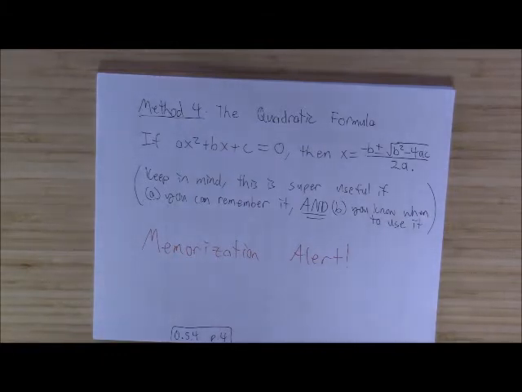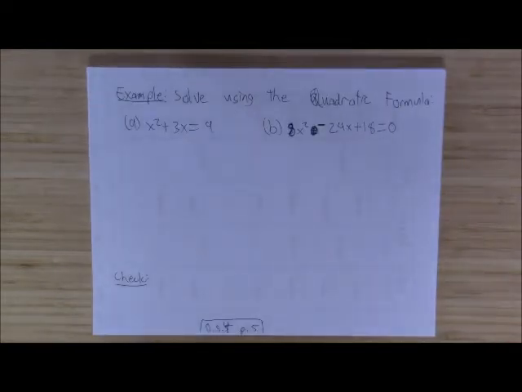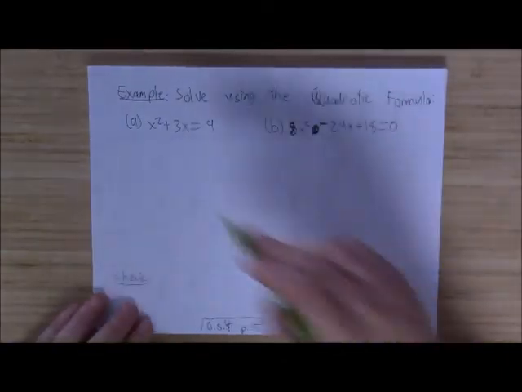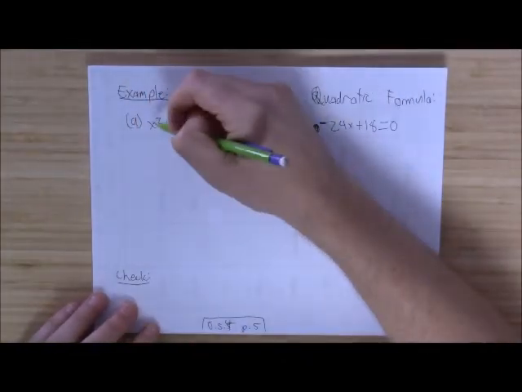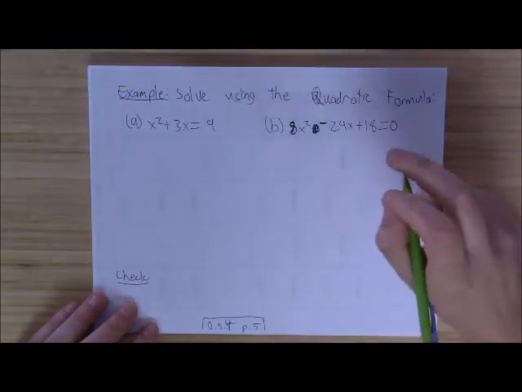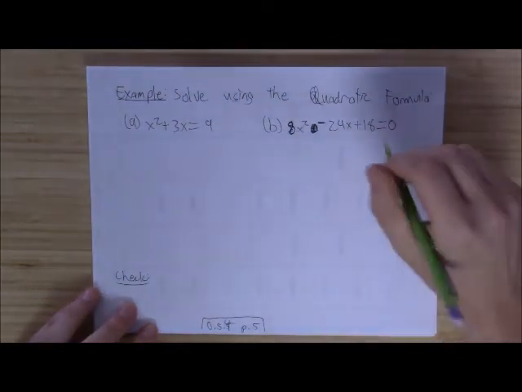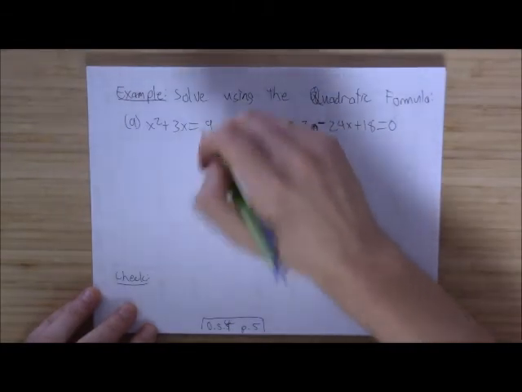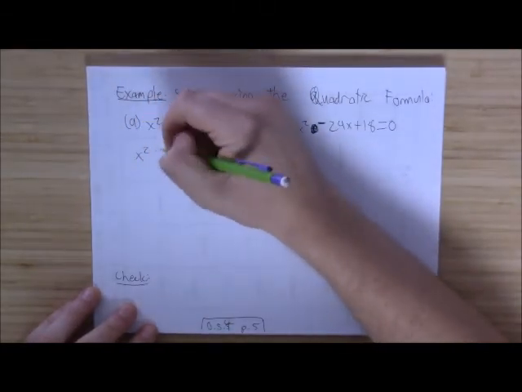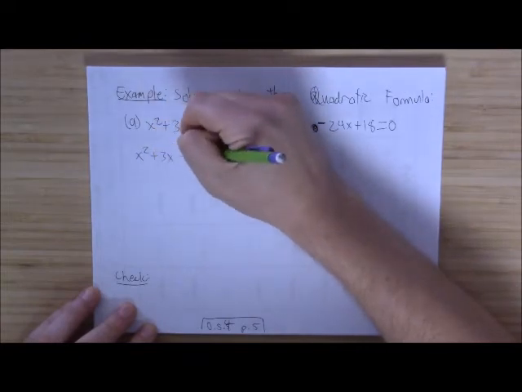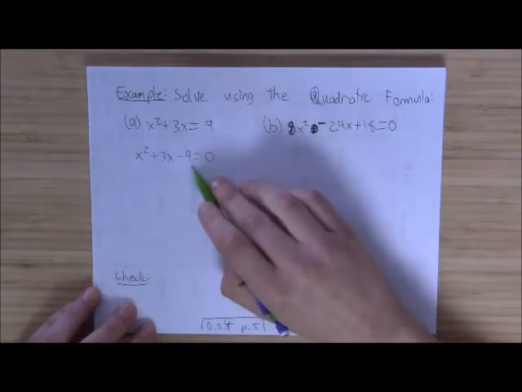So hopefully that'll help you remember it. So now let's use the quadratic formula to solve a couple of these equations. The first thing is we need to put it into the correct form, namely ax squared plus bx plus c equals 0. This does not have that form yet, but if we take 9 to the other side, it will. Namely, we have x squared plus 3x minus 9 equals 0.